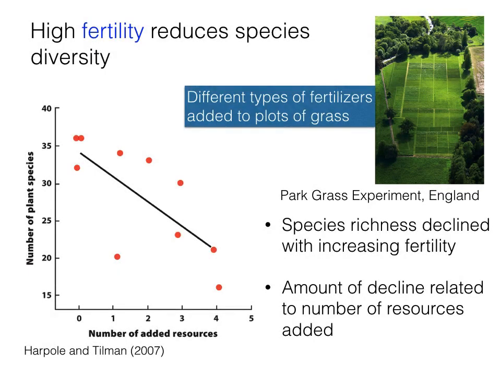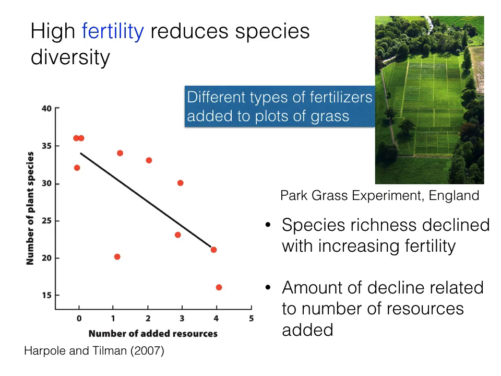The next example I want to talk about is the effect of fertility and how that can influence species diversity. What researchers have found over the years is that increasing fertility actually causes a reduction in species diversity. The results shown here are based on a long-term experiment called the Park Grass Experiment that's been conducted in England.